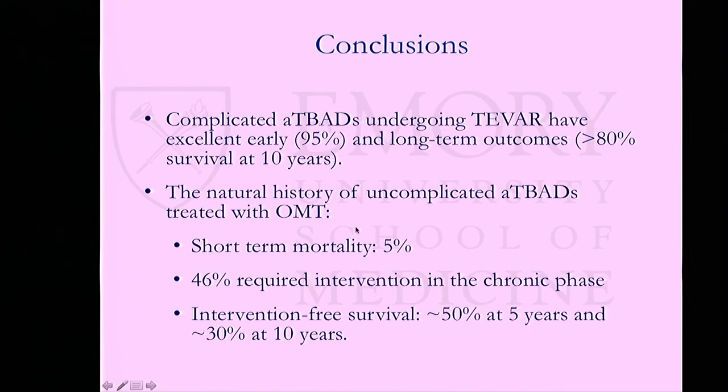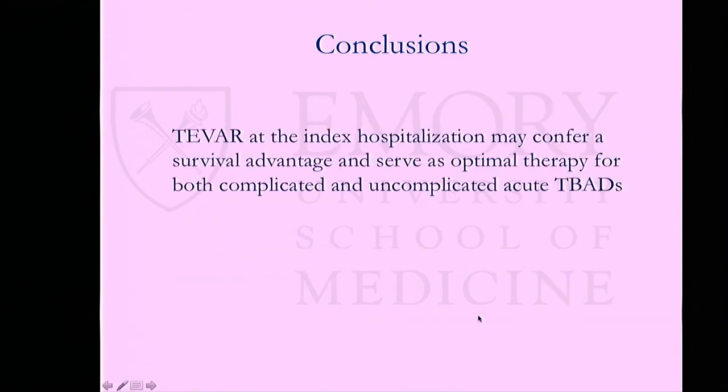So our conclusions from this: complicated type Bs, who are the sicker patients, undergoing TEVAR have excellent early and long-term outcomes. The natural history of uncomplicated type Bs here within the Emory system are short-term in-house mortality, excellent, 5%. 46% required surgery or a stent in the chronic phase. And again, our intervention-free survival was 50% at 5 years and 30% at 10 years.